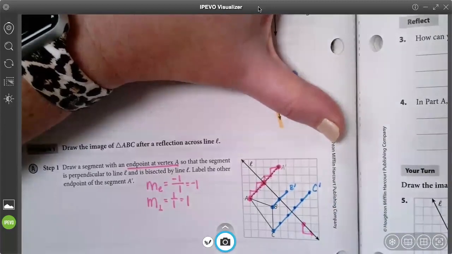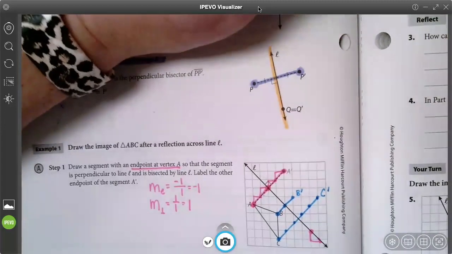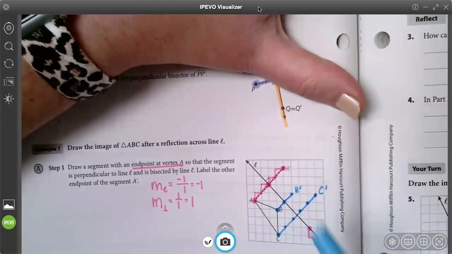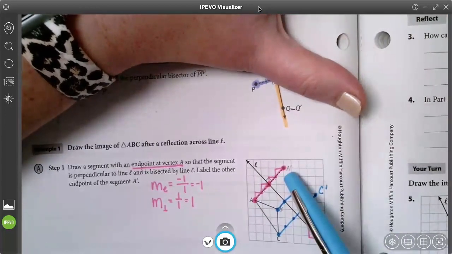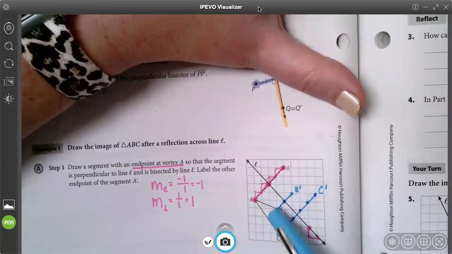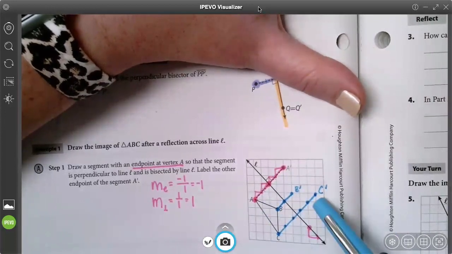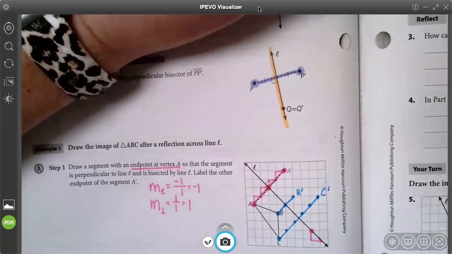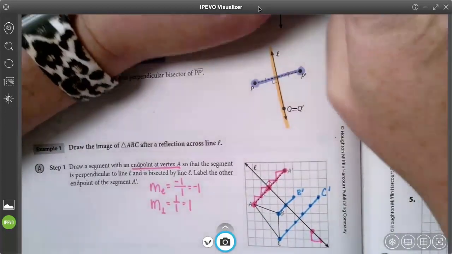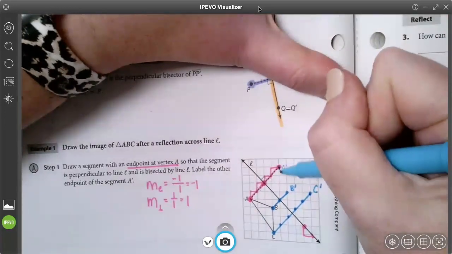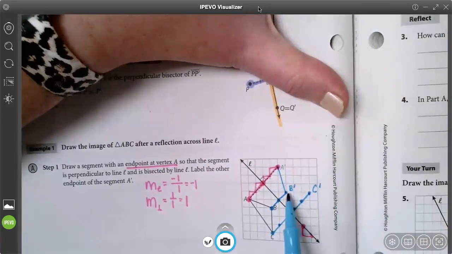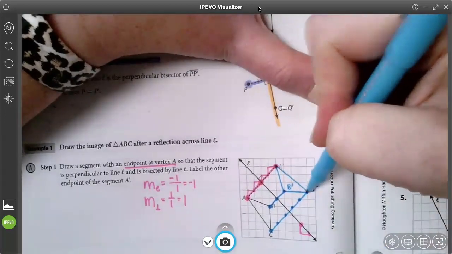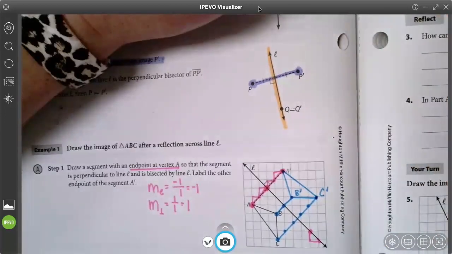So what we have done is we have made line L the perpendicular bisector of each of the lines that connect the corresponding points. The corresponding points again are A and A prime, B and B prime, C and C prime. Once you have moved all of the points, you have actually moved your figure. So we're just going to connect A prime to B prime, B prime to C prime, and C prime back with A prime. And so these are your 2 shapes.